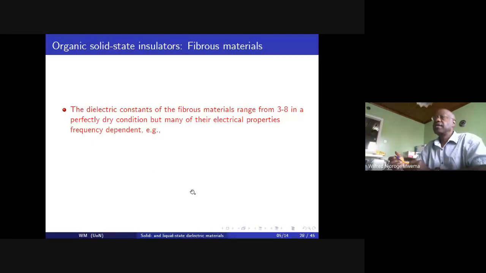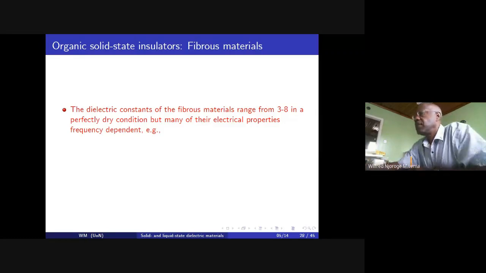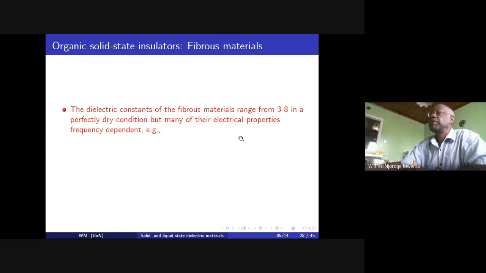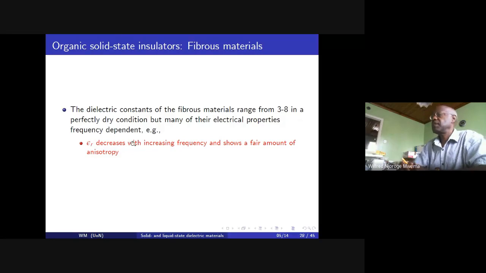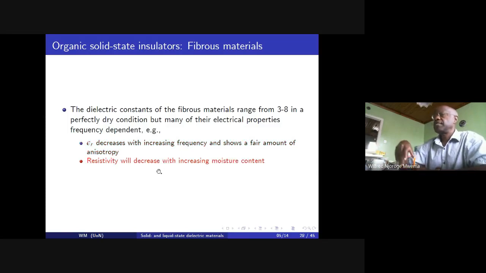So the dielectric constants of the fibrous materials will range from about 3 to 8 in a perfectly dry condition, but many of the electric properties are frequency dependent, such as epsilon R will decrease with increasing frequency and shows a fair amount of anisotropy. By anisotropy, if you recall, we say that it depends on the direction of application of the fields. Resistivity will decrease with increasing moisture content.